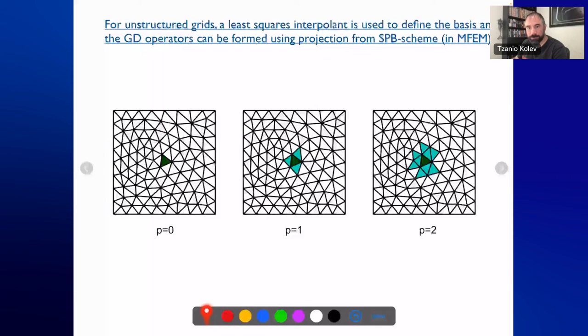I have a question. Has there been any work on seeing how these types of shape functions interact with discontinuities? So shocks or cracks, strong discontinuity.